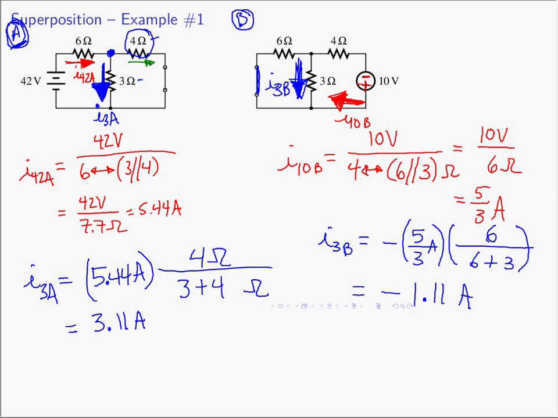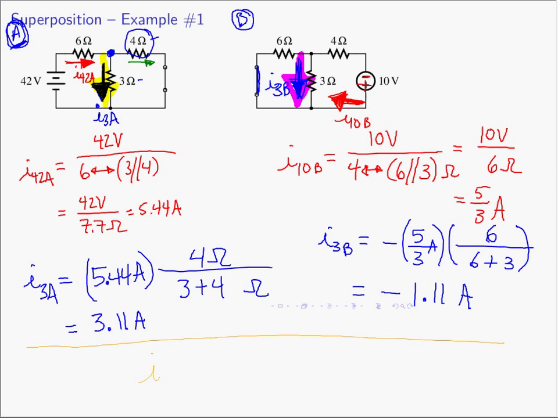So now we have just found the current I3A. We have the current that's going down through the 3 ohm resistor. We have found the current going down to the 3 ohm resistor in these two sub-problems. This is the yellow current over here on the left, the current due to the 42 volt source acting alone. The purple current over here on the right is the current due to the 10 volt source acting alone.